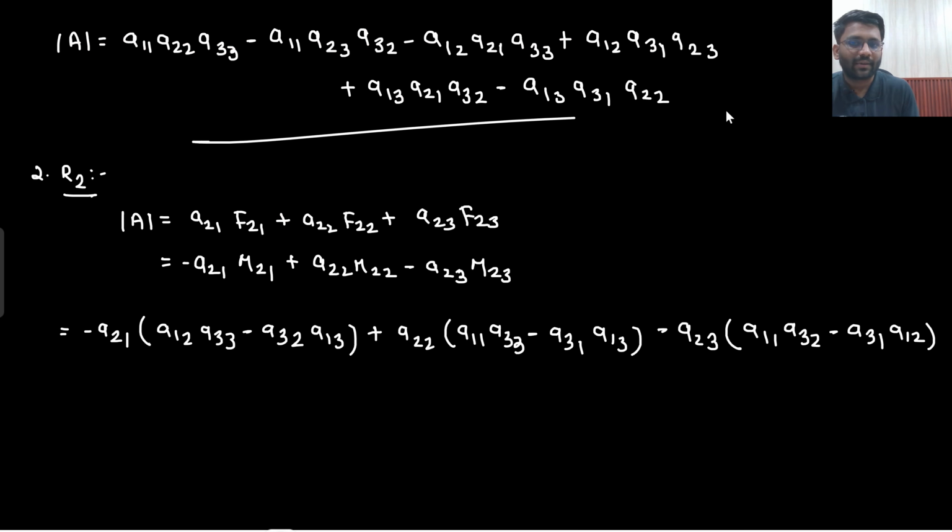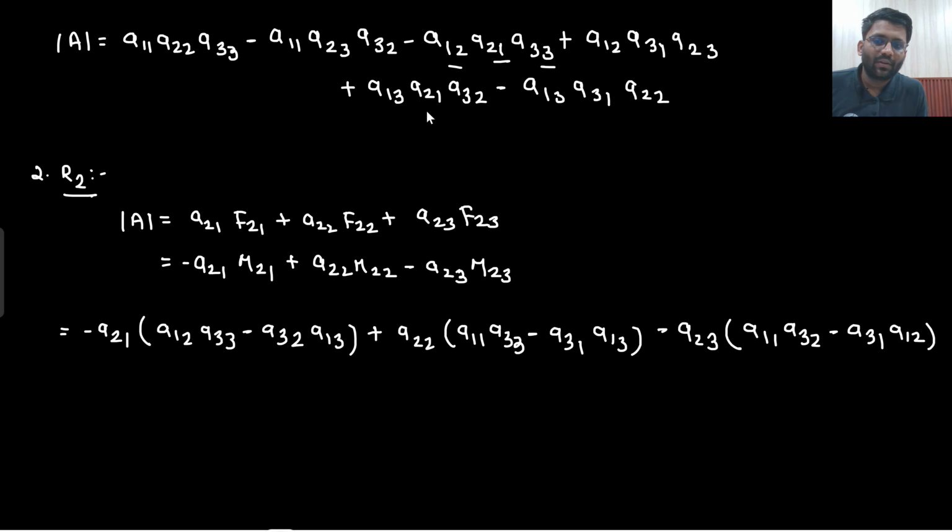If you solve it, you will get the same answer only. Let's check it. With the negative sign, we are getting A21 A12 A33. With the positive sign, we are getting A21 A13 A32. Then here with the positive sign, we are getting A22 A11 A33.